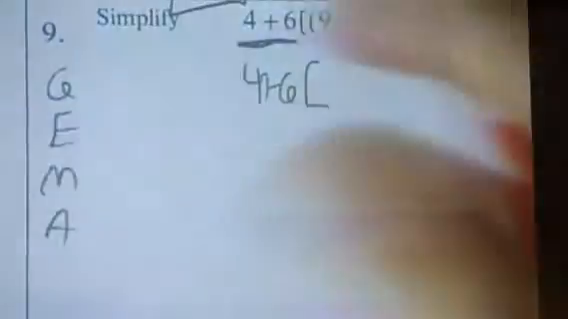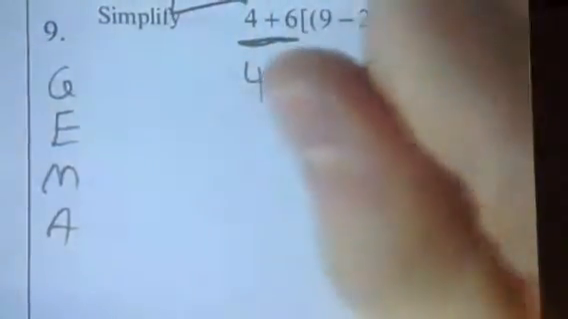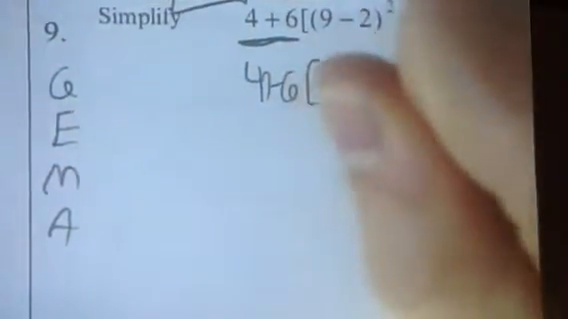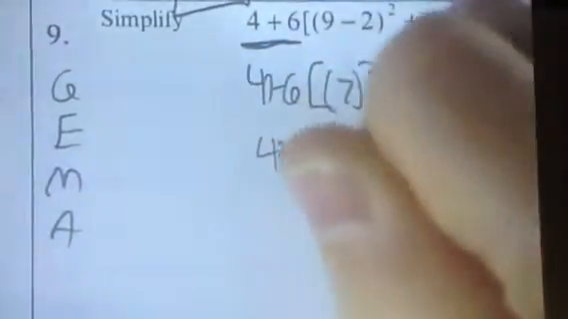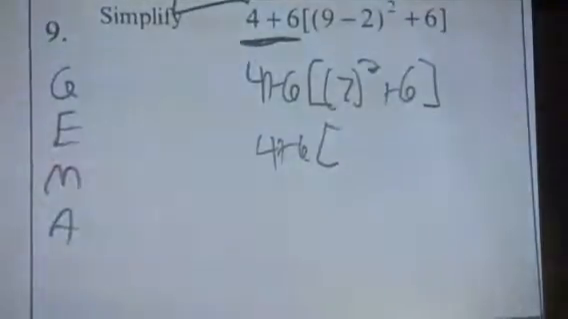Here, number 9, it's the same sort of thing as number 6. Grouping symbols, exponents, multiplication, division, addition, subtraction. I do not add this 4 and this 6. I bring down that 4 plus 6. I work inside my grouping symbols. 9 minus 2 is 7 squared plus 6. I've got 4 plus 6. I bring that down. I'm bringing down every single step.